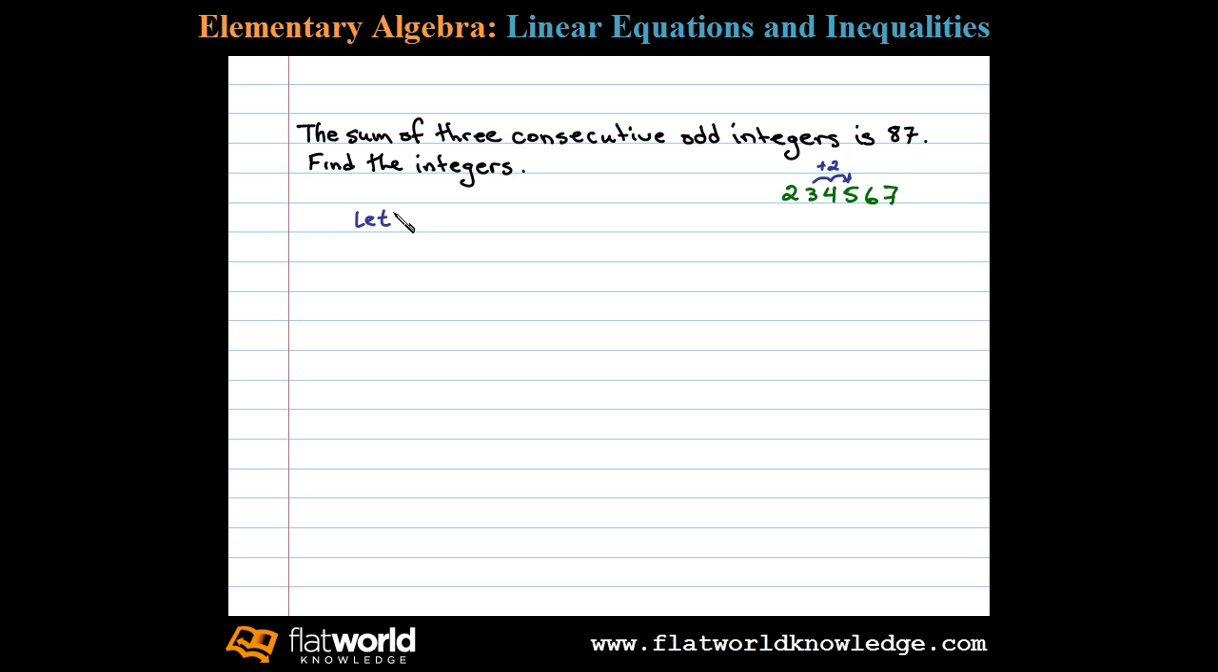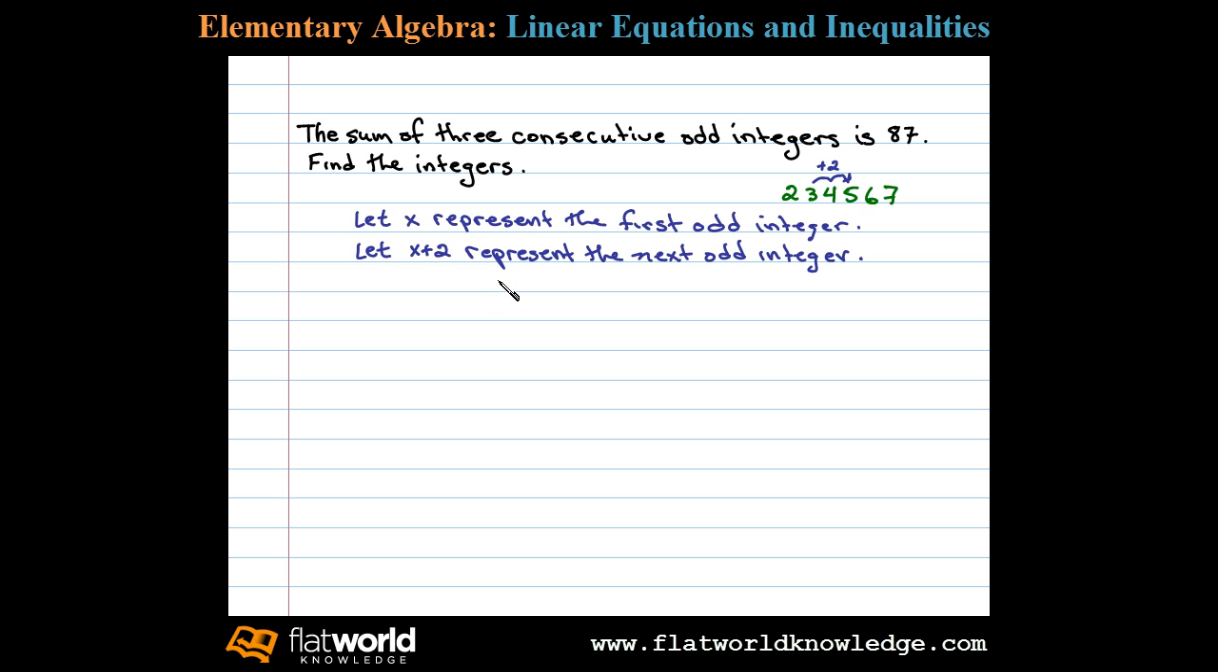We begin by identifying variables. Let's let x represent the first odd integer. Then the next consecutive odd integer, like we just talked about, will be x plus 2. And then finally, the third odd integer would be 2 more, or x plus 4.